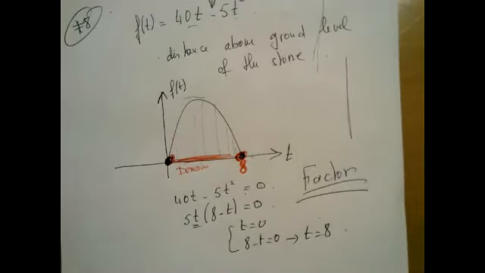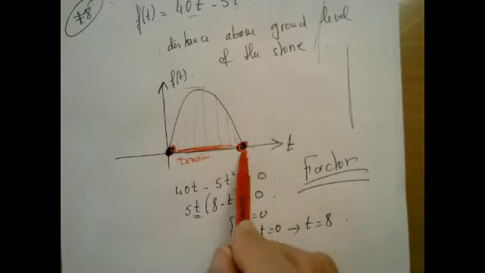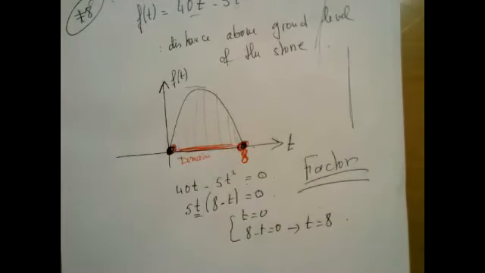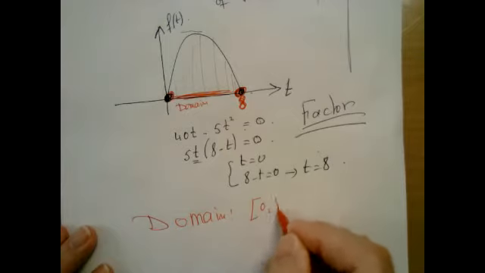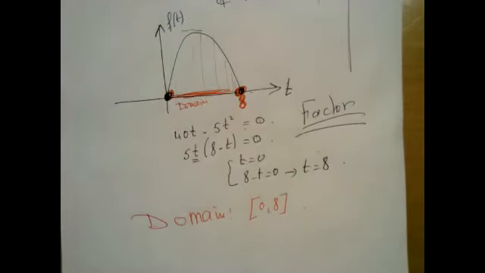So a logical or an appropriate domain for this function is t between 0 and 8. Because for t bigger than 8, nothing's happening. The stone is already on the ground and there is nothing really going on. So a reasonable domain in this particular problem, because it has a physical interpretation, is 0, 8.